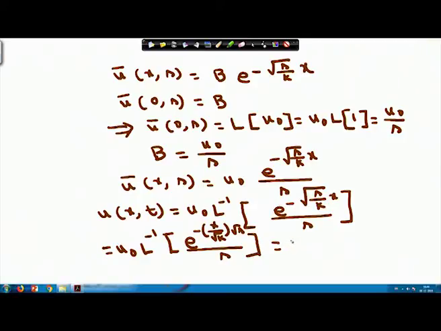If you recall, the Laplace inverse of this is nothing but the complementary error function of x by 2 root k t, x by 2 into root k t. So, therefore, u x t equals u naught into the complementary error function of x by twice into root over k t.